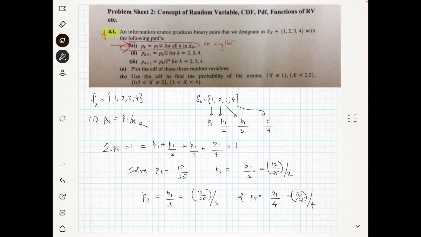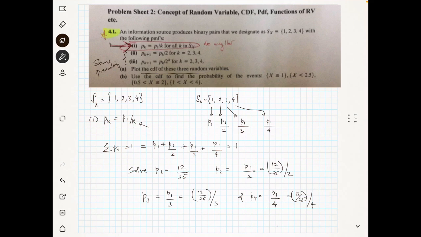Now I will solve only the first part of the question. The other parts follow the same procedure, so you can follow the same procedure that I am showing for the first part. So we will see part A now. What is part A? Plot the CDF of this random variable. So we have to plot the CDF of this random variable.